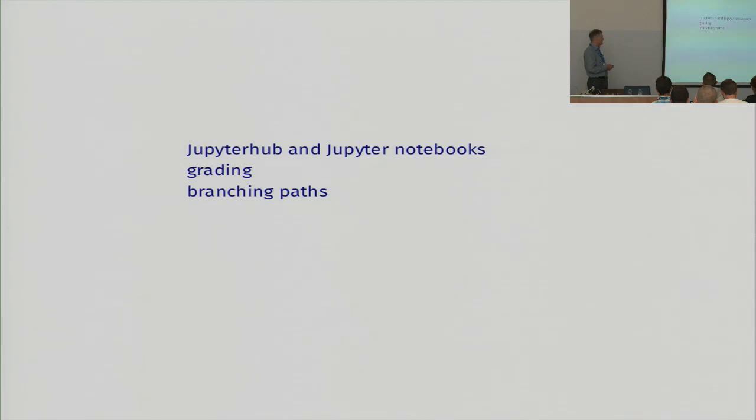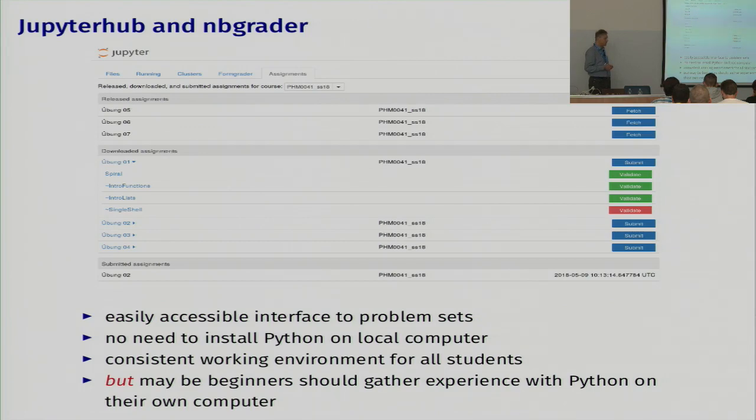So there are actually 3 aspects I want to touch upon. I briefly make a few comments about Jupyter Hub and Jupyter Notebooks. There are 2 aspects I want to make with respect to grading in the NBGrader extension. And then I'll talk a bit about using branching paths on the basis of Jupyter notebooks. So let's start with Jupyter Hub and Jupyter notebooks.